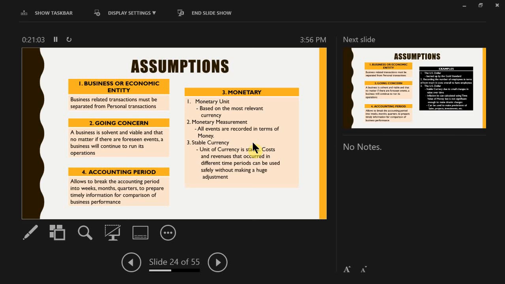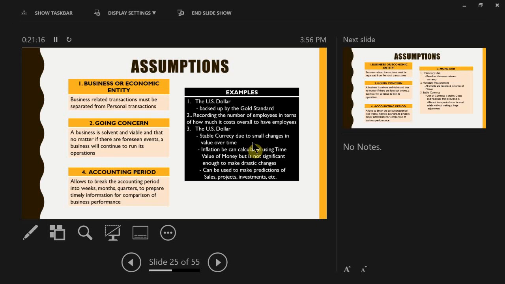Next one is going to be monetary measurement, right? When we journalize, notice this. We never journalize based on quantity. We've always journalized based on the total value or the total cost of whatever we purchased, right? So in this context, this assumption tells us that if we are incurring any expense or making purchases of anything, we need to make it in terms of dollar value.